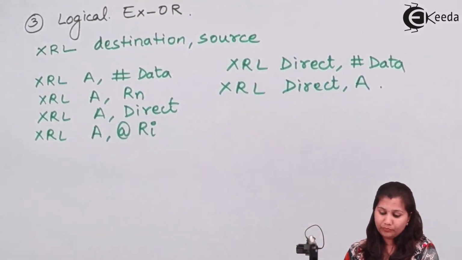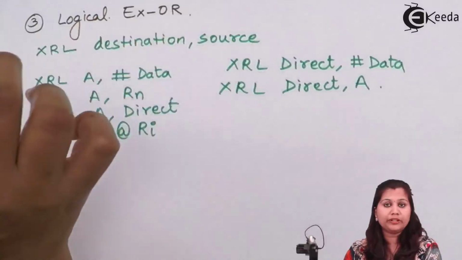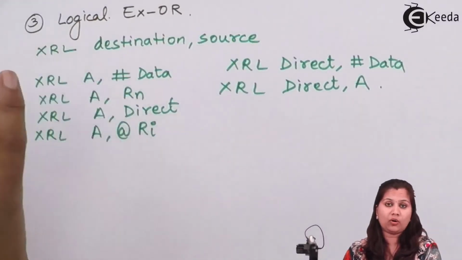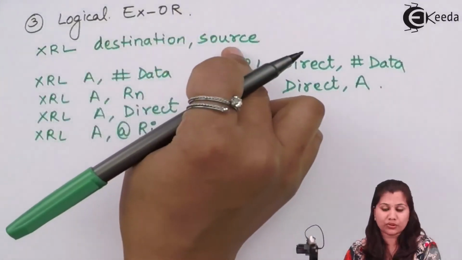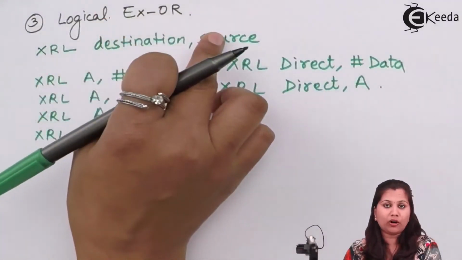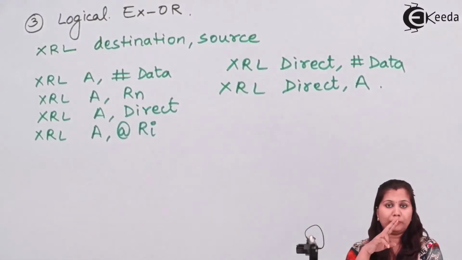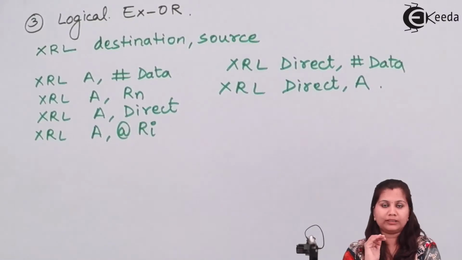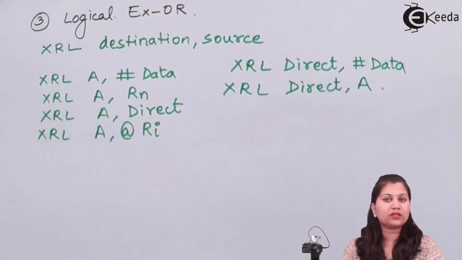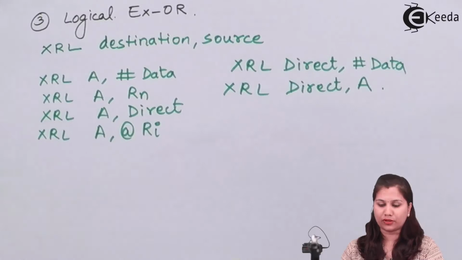Okay, so this instruction is going to logically exclusively OR the individual bits of the destination and the source. In the case of exclusive OR, we know that when the two bits are different from each other, like 0 1 or 1 0, then only the output is high. Otherwise when it is 0 0 or 1 1, the output will be low, that is 0. So this was the logical exclusive OR instruction.